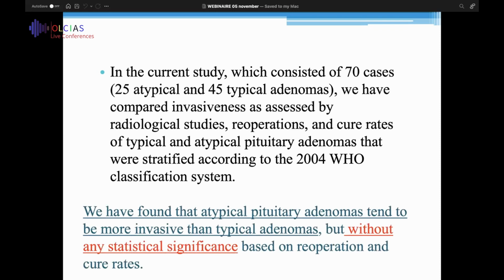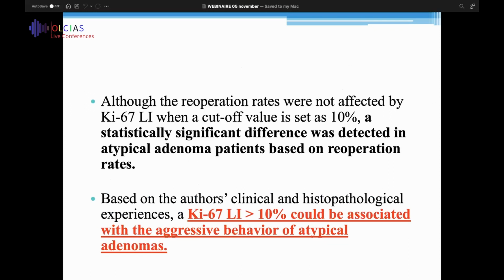So we have found that atypical pituitary adenoma tend to be more invasive than typical one, but without any statistical significance based on the reoperation and the cure. This is the best result of our study. So atypical pituitary adenoma is more invasive than typical one, but without any statistical significance based on reoperation and the cure. Next slide.